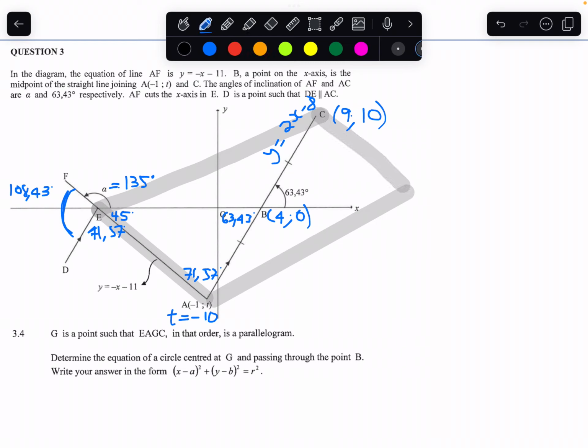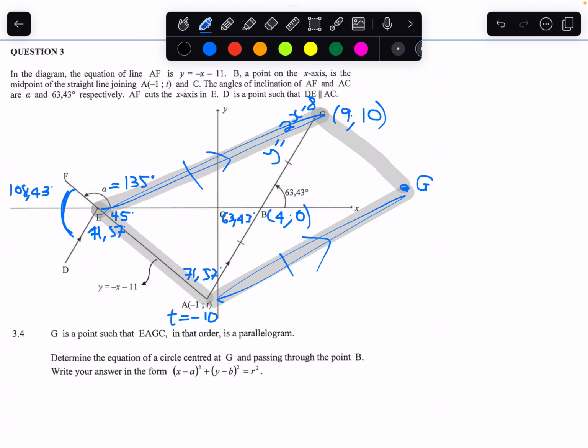Right. Okay, so G is going to be over here somewhere. We need to figure out the coordinates of G so that we know the center of the circle we're going to draw, because the circle is centered at G. In order to do that, we're going to do the rise and run, right? Because we know that for a parallelogram, EC and AG are equal in length, first of all, and they are parallel, second of all, right? So they're equal in length and they're parallel.